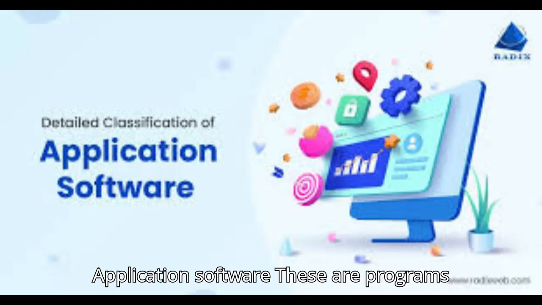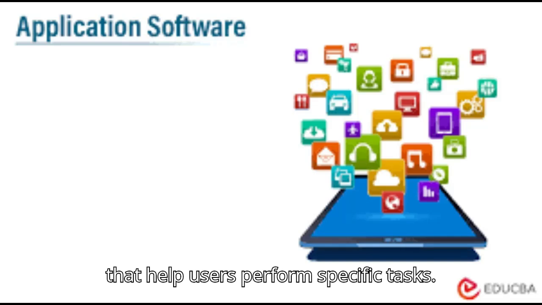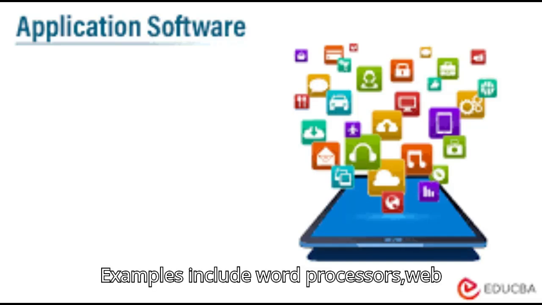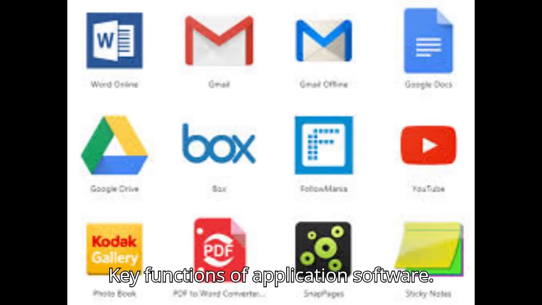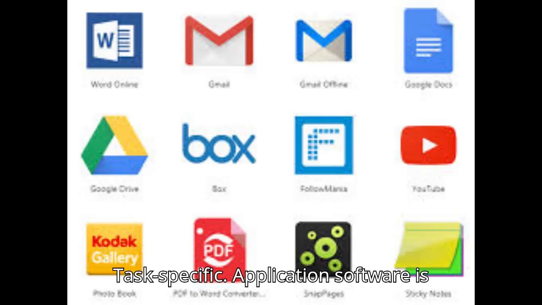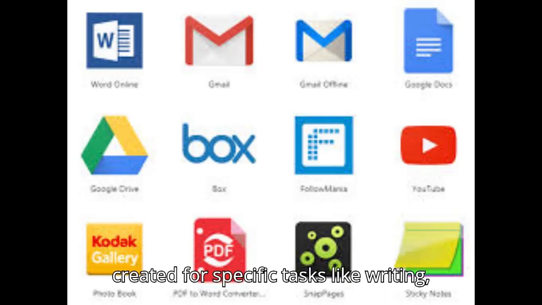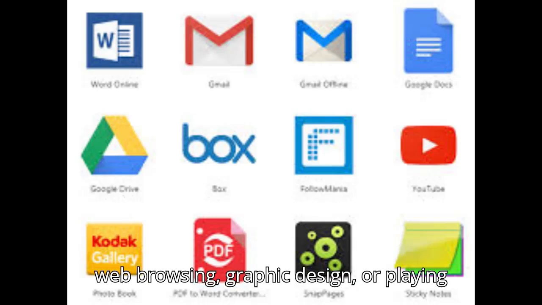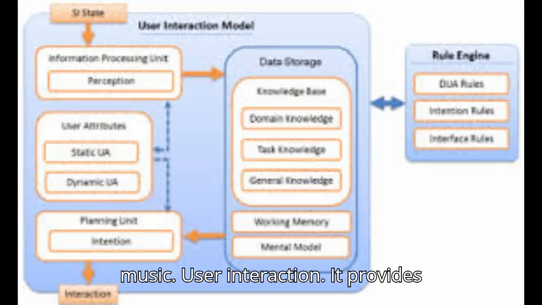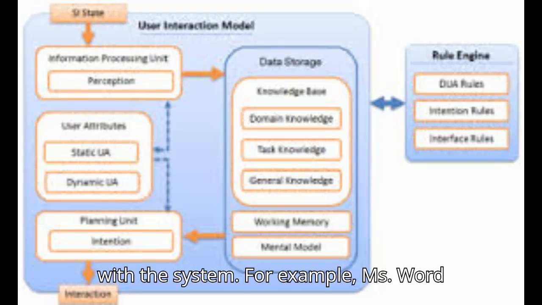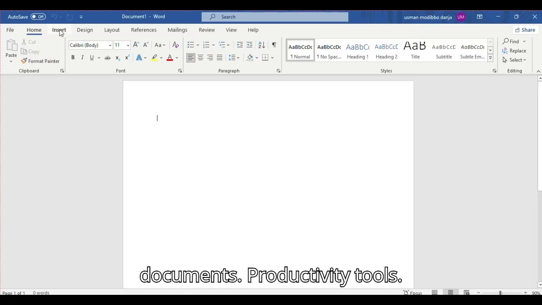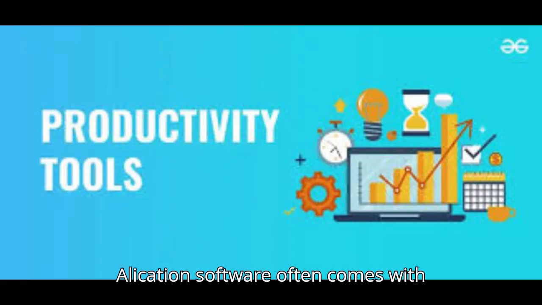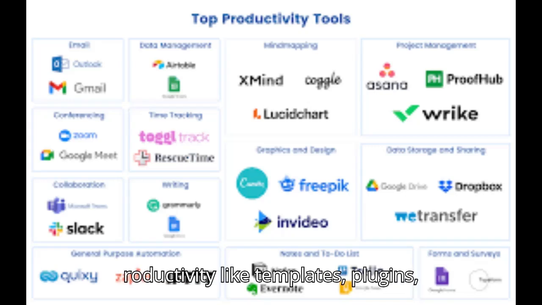Two, application software. These are programs that help users perform specific tasks. Examples include word processors, web browsers, games, and media players. Key functions of application software. Task-specific: application software is created for specific tasks like writing, web browsing, graphic design, or playing music. User interaction: it provides a user-friendly interface to interact with the system. For example, MS Word has a menu and toolbar for formatting documents. Productivity tools: application software often comes with additional tools or features to enhance productivity, like templates, plugins, or customizable settings.